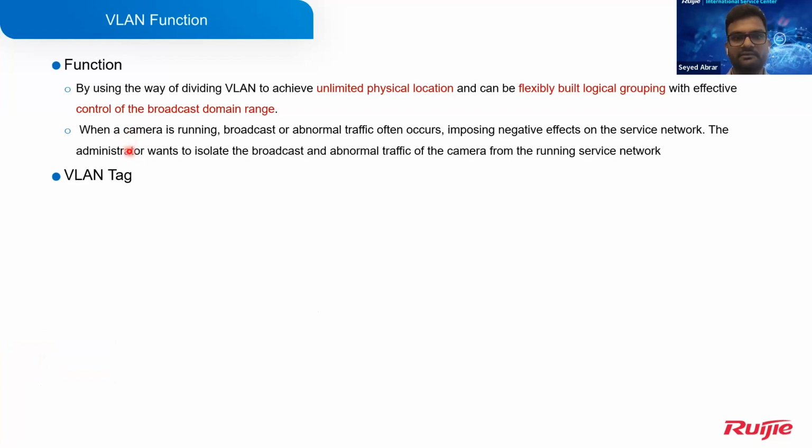The reason we separate our CCTV network is that the camera is very sensitive because it streams video. So a lot of broadcast and abnormal traffic happens on the CCTV network, right? If you separate them logically, bound to that particular VLAN, it will not disturb the other VLANs and other services. So to reduce the negative effect, we should have an isolated network for the CCTV cameras.